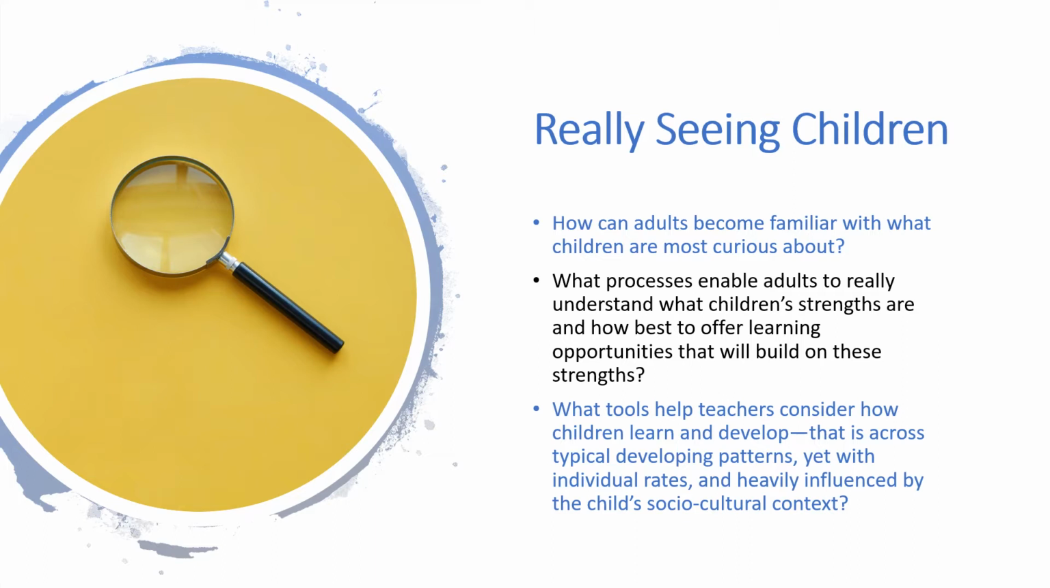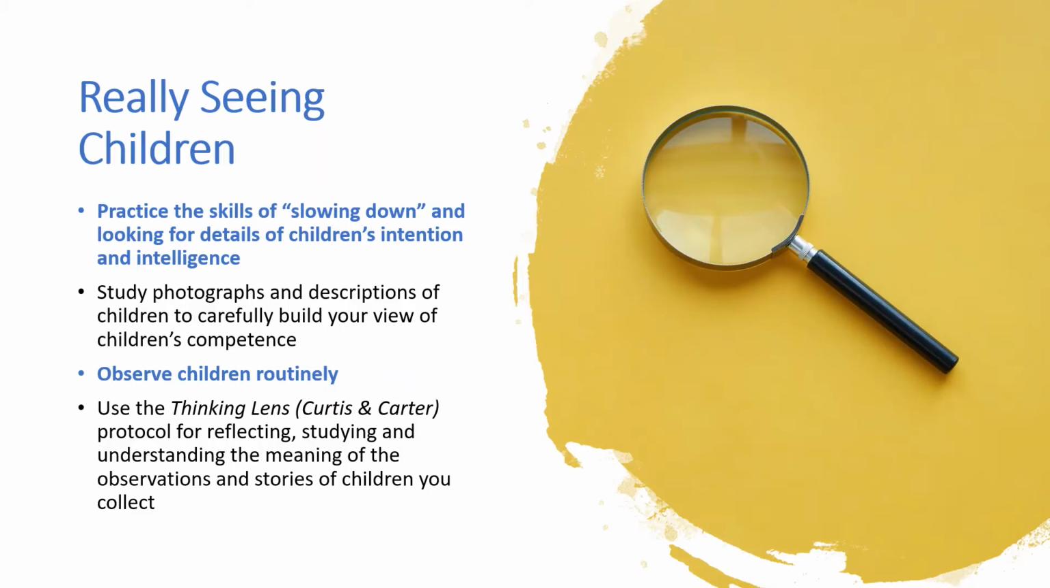We can observe the children often in their free choice time, in free play, in their own spontaneous interactions or responses to things that they're doing in the classroom that will really help us understand them deeply. We can really practice the skills of slowing down and looking for the details of children's intentions and intelligence. This means when we slow down as the teacher in the classroom, we really pause and take in the moment: what are children saying and doing with one another, with themselves, with us?